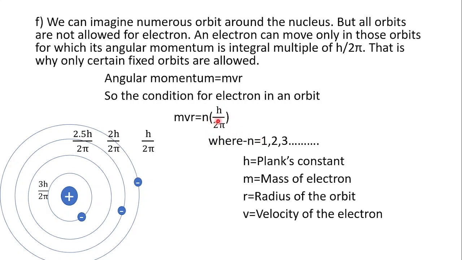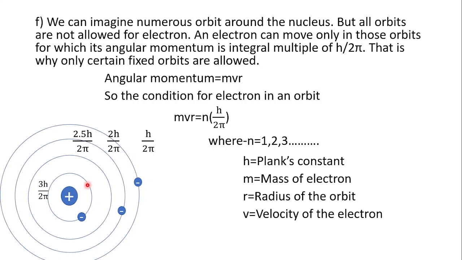যে এটা পূৰ্ণ সংখ্যাৰ multiple হ'ব লাগিব। তাৰ মানে either it should be equal to h by twice pi, or it will be equal to twice h by twice pi, or it will be equal to 3h by twice pi, or it will be equal to 4h by twice pi. Okay, so ইয়াত diagramটো তোমালোকে দেখিছা যে we are considering 4 different orbit around the nucleus.